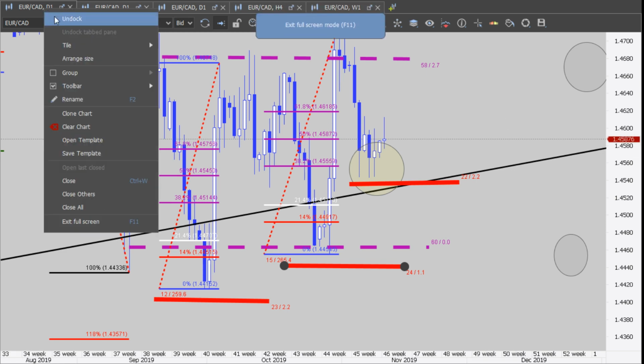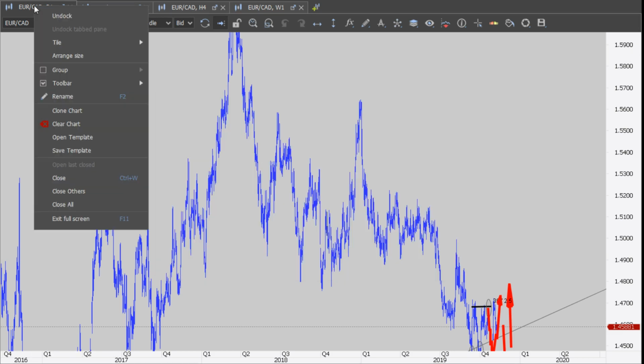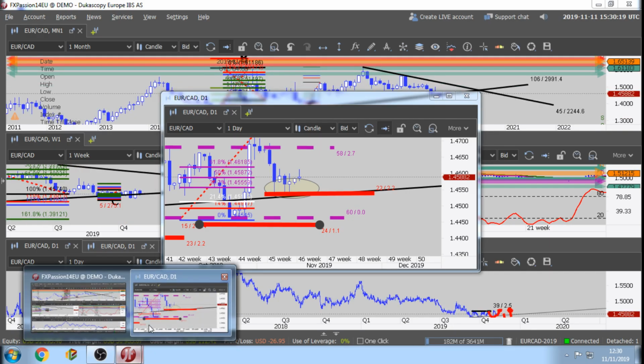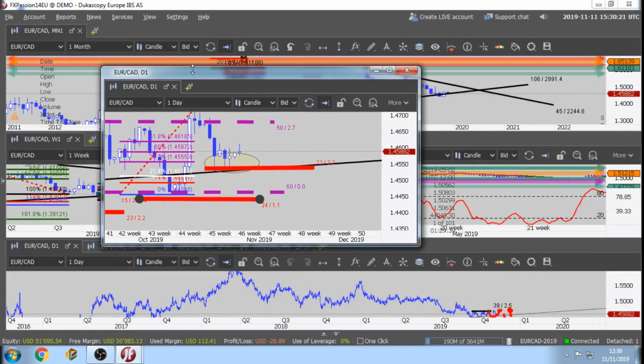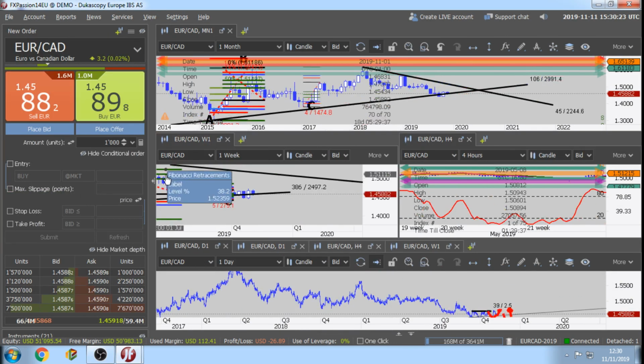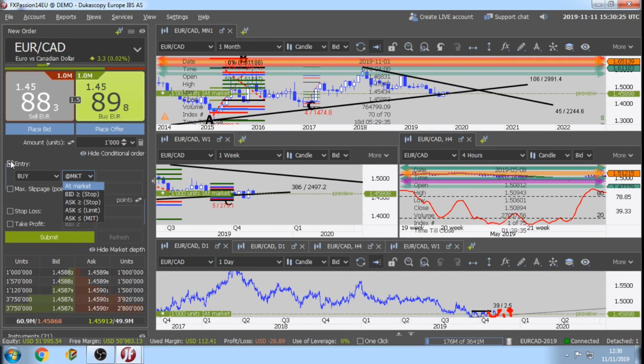And let's undock and exit full screen. There you go. Okay, so entry: I want to buy the market, not sell, sorry, buy the market at market. Okay, we're going to buy the market.